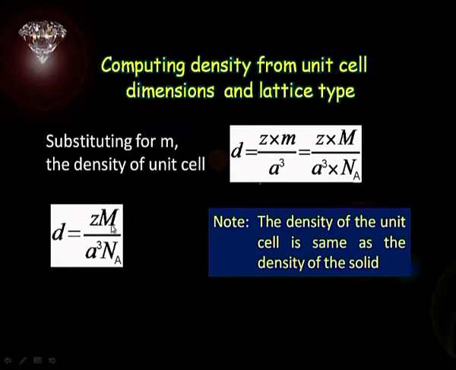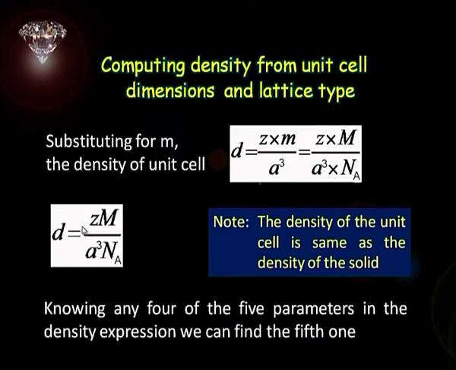I can compute the molar mass of the material if I know the other things, or even if I know the molar mass, I can compute Na, the Avogadro number. That means this is a very important expression for us. There are 5 things here: D, Z, M, a and Na. So, knowing any 4 of the 5 parameters in this expression of density, we can compute the 5th one. We will find that this expression is very useful.